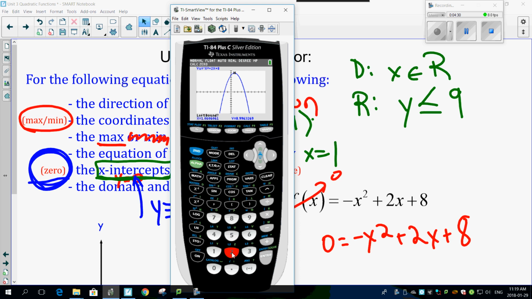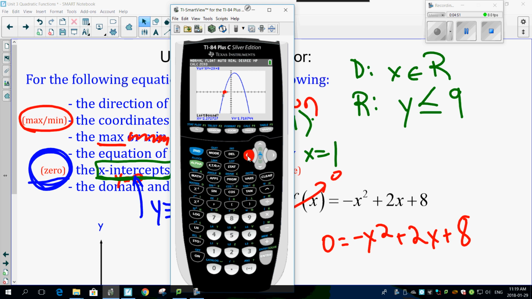Again, left bound, right bound. Well, what are we talking about? Remember, left side, right side. So if you think about it, let's find this guy first. We have to be on the left side of that dot. Okay, here we go. And let's see if we can go over to the left side. And there it is. It's on the left side.